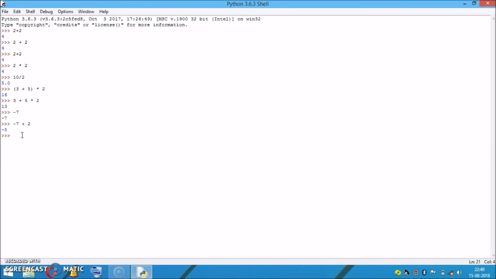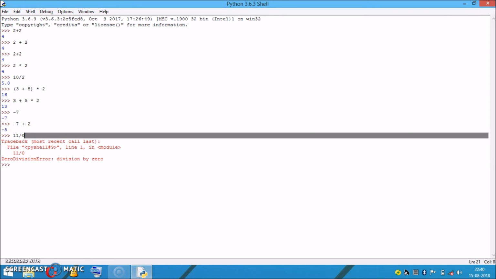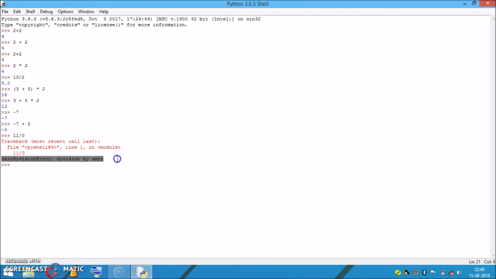Okay, now I would like to tell you one last thing: if you divide any number by 0 in Python, it will give you an error. So let's say I wanted to divide 11 by 0. So you see I've got an error, that is ZeroDivisionError. Okay, the last line of an error indicates the error type. Okay, we will talk more about errors further on in this course.